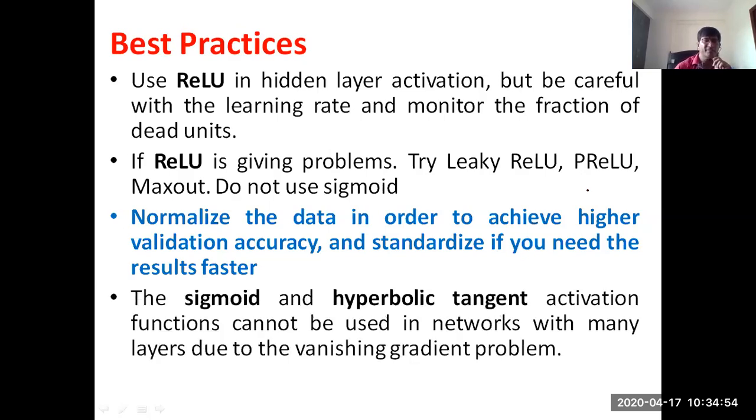The sigmoid or hyperbolic tangent functions cannot be used where we normally have a number of layers. So normally in the first layer we often use the sigmoid or hyperbolic tangent function, but not in the hidden layers, right? When we have a higher number of hidden layers, we often push to the ReLU function, because the sigmoid and hyperbolic functions suffer from the vanishing gradient problem, so they are not so popular.